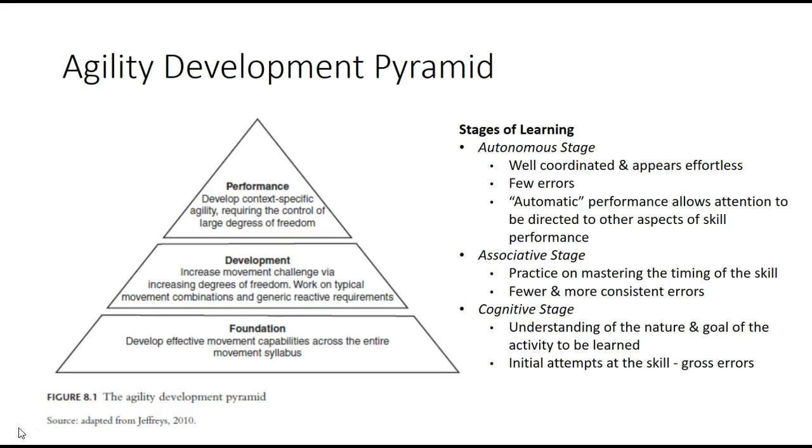And what you can see here is the foundation of this agility development pyramid is in coordination with the cognitive stages of learning development, where we want the athletes to understand the nature as well as the goal of the activity or the skill to be learned. We will also see initial attempts at these particular skills to be fraught with gross errors. And so the aim in this particular stage is to allow the athlete to be exposed to a bunch of different movements, but then to allow them to develop a full range of movement capacities, but also to introduce the perceptive skills that are required for optimal performance.